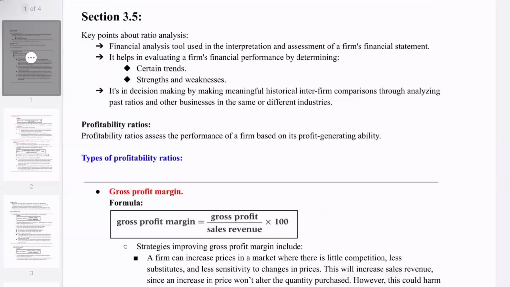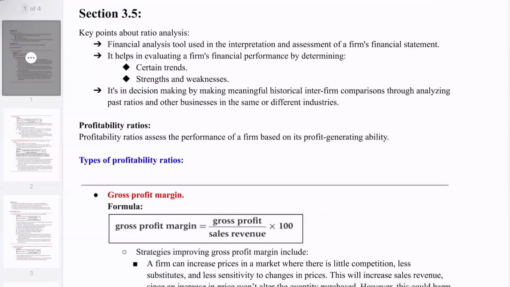So key points about ratio analysis. What is ratio analysis? It's basically a financial analysis tool, a tool for analyzing finance, the numbers you have. Basically, it's used in the interpretation and assessment of a firm's financial statement.